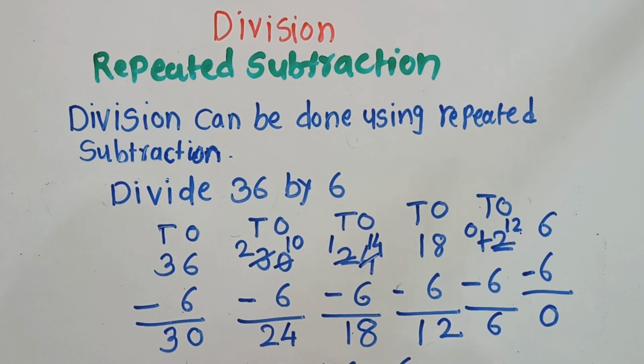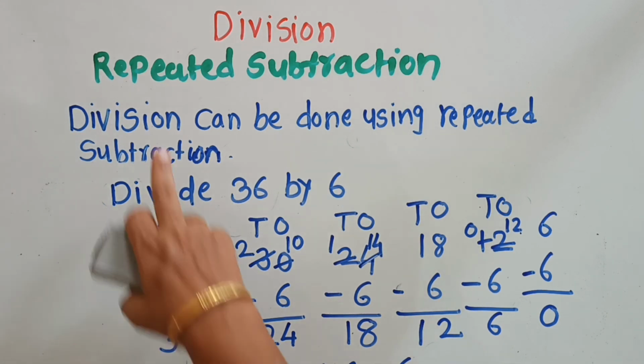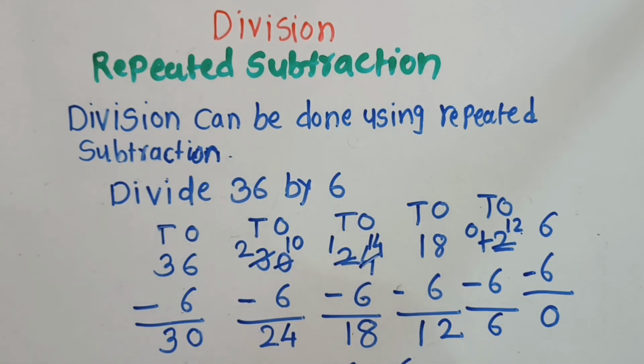In this way, children, you have to do repeated subtraction, means division with repeated subtraction. I hope now you know how to do division on number line and how to do division with repeated subtraction. Thank you.